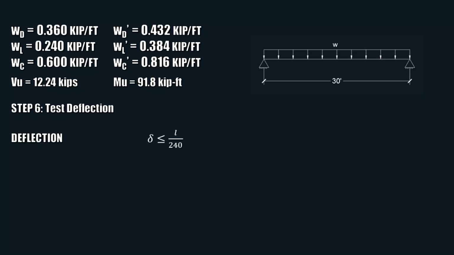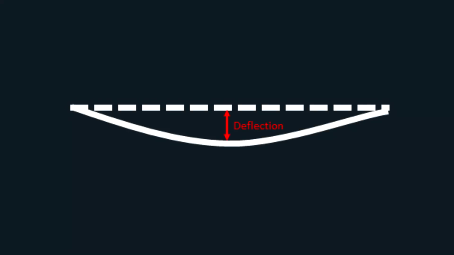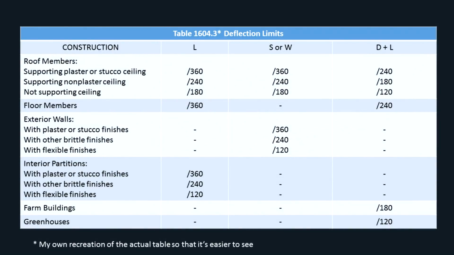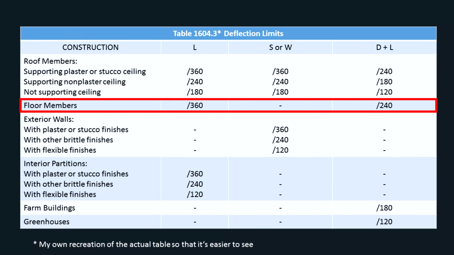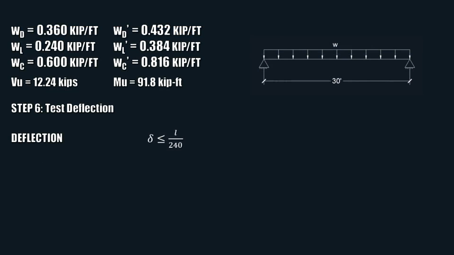Deflection is definitely the easiest design concept to understand, even if it's one of the hardest to calculate. Deflection is how much the beam moves downwards when a load is put on it. We're going to be comparing this deflection against the deflection limits outlined in the International Building Code, or IBC, which states that for floor beams, the maximum allowable deflection under the combined unfactored dead and live loads is L over 240. So that's how we get delta is less than or equal to L over 240.